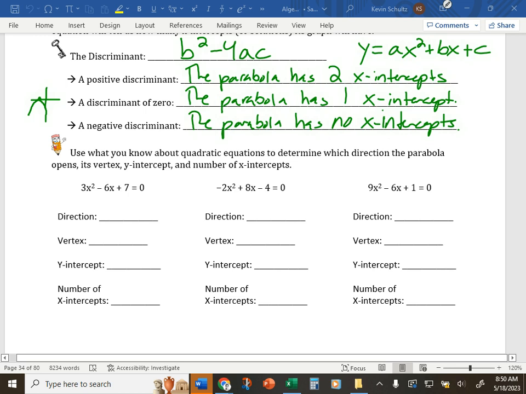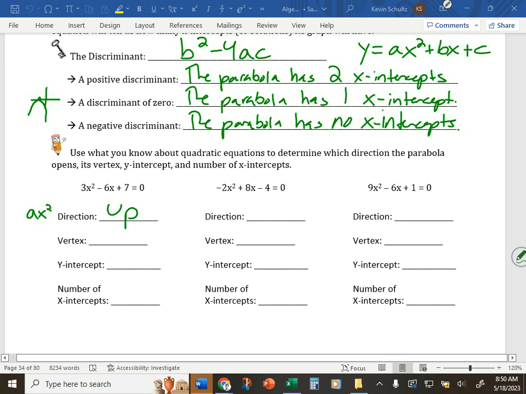So now you are armed with so much information, so many tools to tell me a lot of different things about a parabola just by looking at the equation. Let's do the first one together. 3x squared minus 6x plus 7. This goes back to CO54 as well. What direction will the parabola open? Up. What tells you that? The a term, right? You look at the ax squared term. Because that is positive 3, we know it's going to open up. We can tell that just by looking at the equation.